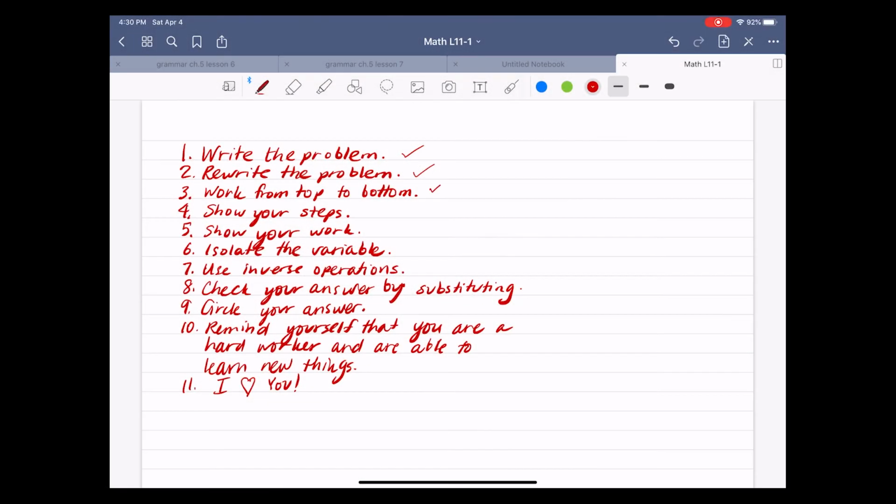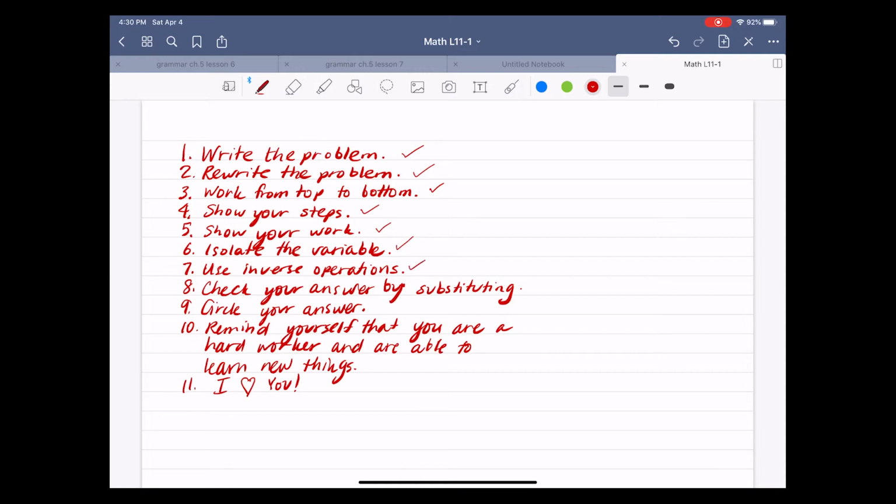I guarantee when you get into high school and you're doing much more challenging problems where you're solving for variables, if you have this foundation very strong, you are going to have less difficulty. So put your effort in right now, okay? Number three, work from the top to the bottom. Number four, show your steps. 5, show your work. 6, isolate the variable. You want to get that x, y, or z, or n, or m, or whatever it is all by itself.